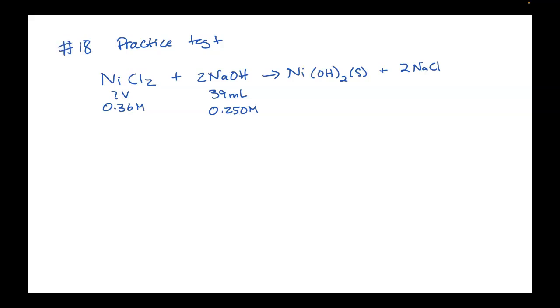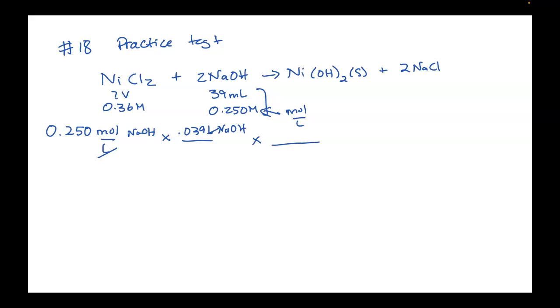So I'm going to start with what I have, which is the sodium hydroxide, and I will start with 0.250 moles per liter, because remember molarity is moles over liters, and that is of the sodium hydroxide. And I'm going to multiply by the volume of sodium hydroxide I have, and I'm going to do that in liters. That's 0.039 liters of sodium hydroxide. So the liters will cancel. Now I have moles of sodium hydroxide.